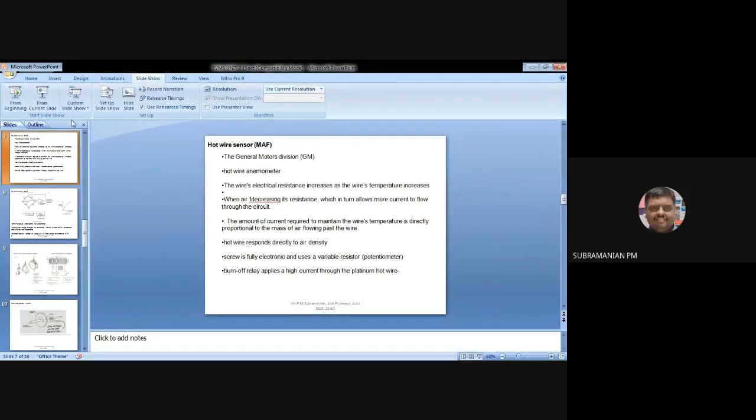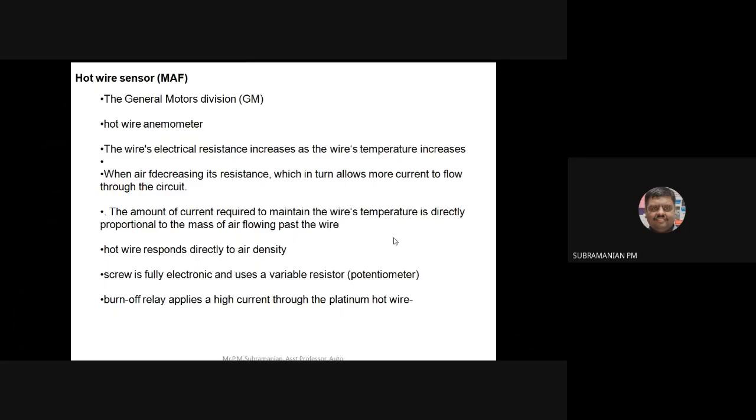Hot wire sensor, okay? Are you able to see the slide? Anyone please unmute and confirm. Yes, sir. Screen is visible. Okay. So here, the hot wire sensor is going to play an important role in temperature resistance. You remember this: whenever I say hot wire sensor, you have to remember temperature resistance. Okay, so let me explain now.